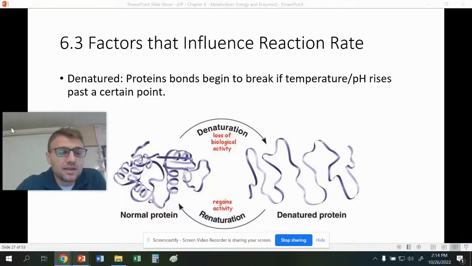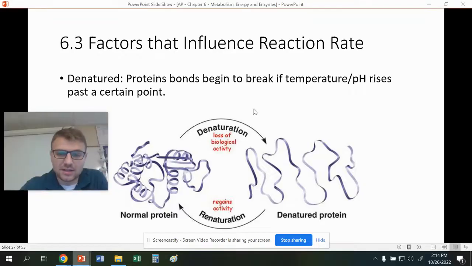Now, denaturing. This occurs when the protein starts to break down due to things like temperature and pH. You can see what denaturation looks like. The protein is going to lose its shape, which means it's going to lose its function. Now, you can renature the protein, yes, but we don't really focus on that. We typically look more on denaturation and how the protein denatures.